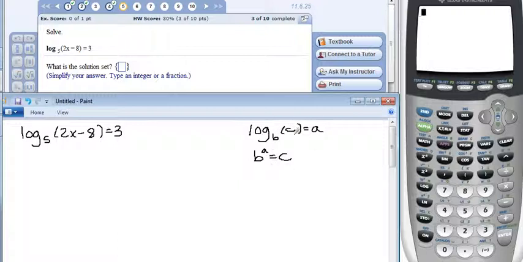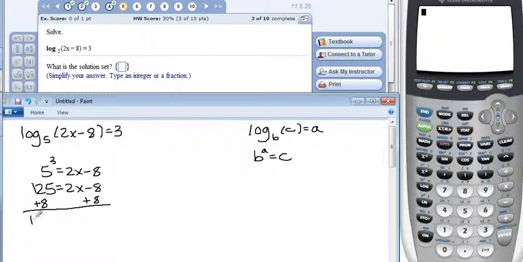Okay, so I've got this, don't I? Isn't b 5, c is the 2x minus 8, and the a is the 3. So I want to turn it into this. So I've got 5 cubed is 2x minus 8. Well, that's easy to solve. That's just a linear problem. I've got 125 on this side. Simple, easy peasy, isn't it? Yeah. Add 8 across.